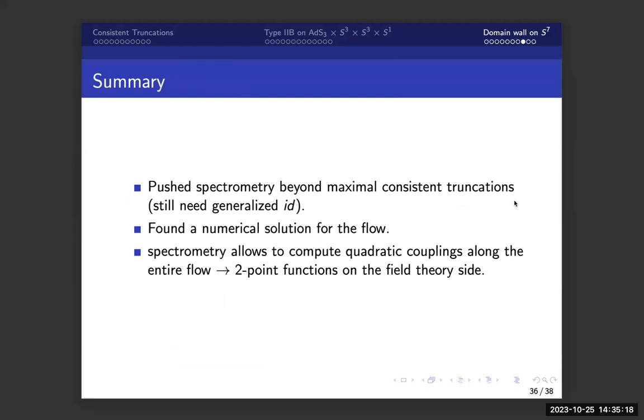So, okay, I don't have so much time, 30 seconds, but this is the last slide. The point of this was that we managed to push the spectrometry beyond the maximally supersymmetric truncations. We only need the generalized identity structure. We found a numerical solution for the flow. And so, this is maybe more towards the future, we can now make some very concrete statements about the dual CFTs.